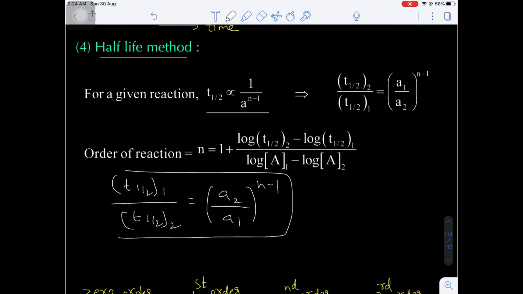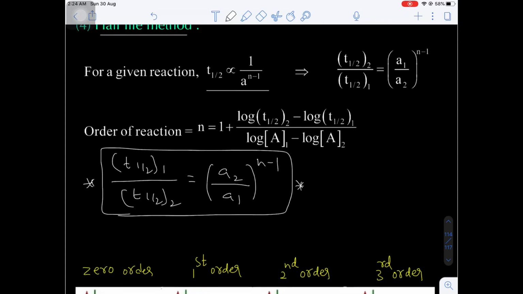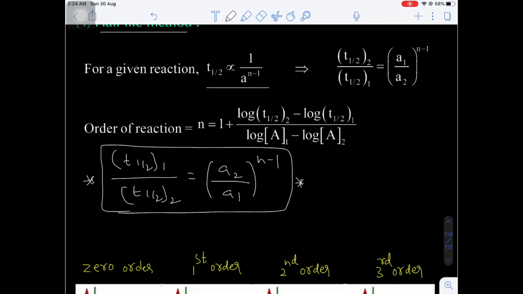And the relation between half-life and initial concentration of reactant will be T50 inversely proportional to initial concentration to the power n minus 1. So this is a very important relation regarding two different half-lives with two different initial concentrations. If you apply the logarithm on both sides and simplify, you can find the n value. What is the n here? Order of the reaction. Are you getting my point?